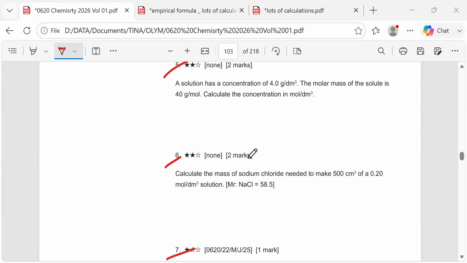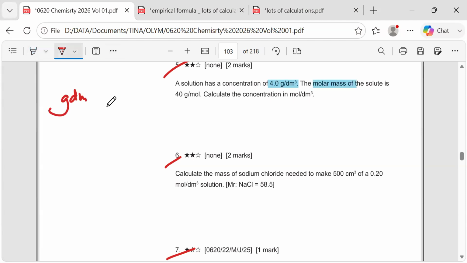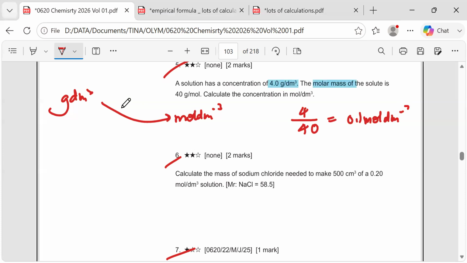Every time you don't know what to do, you look at the formula. This one is gram per decimeter cube, and they give you the molar mass. From gram per decimeter cube, they want you to change to mole per decimeter cube. You just have to divide by the molar mass. 0.1.